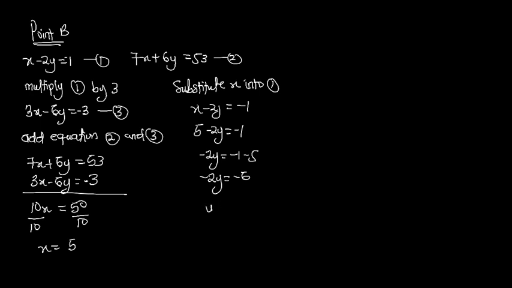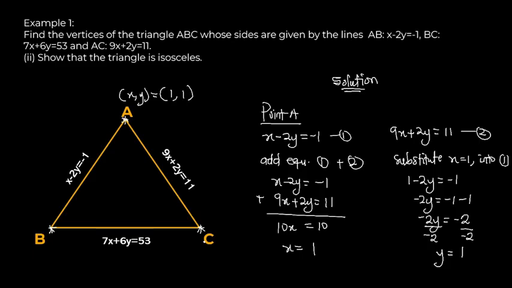To find my y, I divide both sides by negative 2. So I have negative 6 on negative 2. And that will give me the y value of 3. So it means the coordinates for my point B are x is equal to 5 and y is equal to 3. So the B over here has the points 5 and 3.